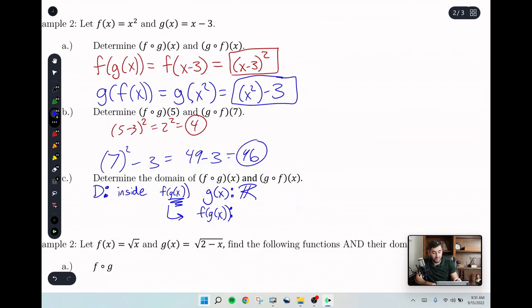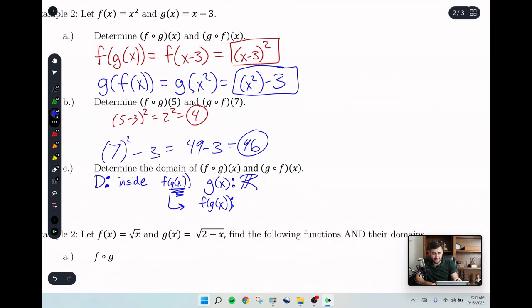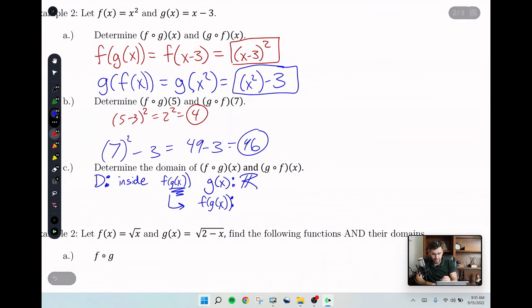So f of g of x is that red function up there, which is just (x minus 3) squared. Is there any number that x can't be? Is there a square root where we can't have a negative? No. Is there a division where we can't have a 0 on the bottom? No. So I don't see any bad numbers, any illegal numbers to have. So it looks like another all real numbers.